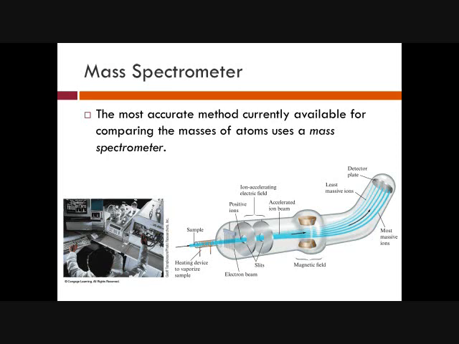to give us more information about the elements. It's something that they have done with almost every element. So the most accurate method currently available for comparing masses of atoms is using what's called a mass spectrometer. And this is found in your textbook.